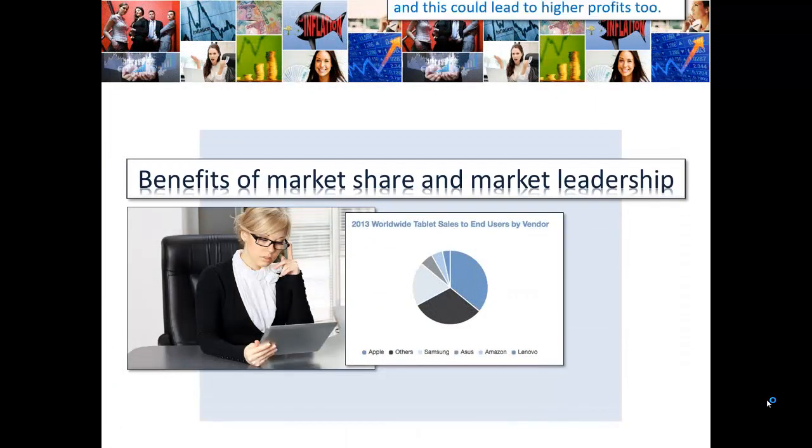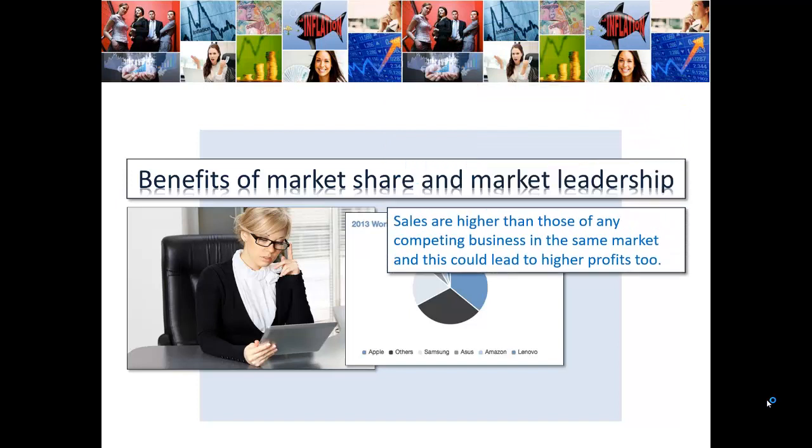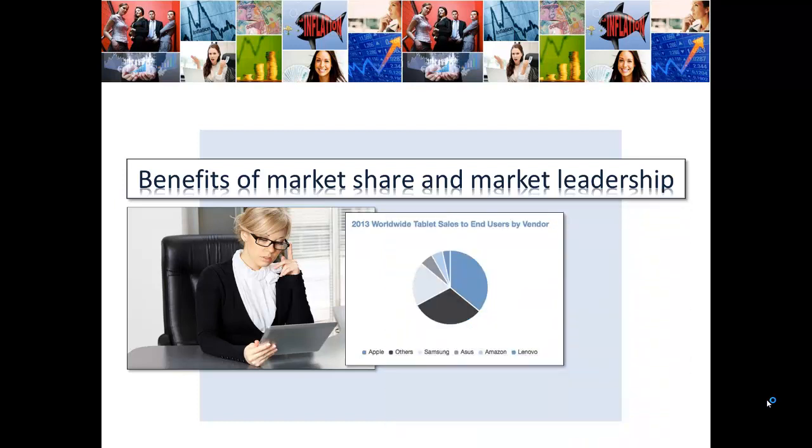Now, benefits of having a great market share and market leadership. Sales are higher than those of a competing business in the same market, and this could lead to higher profits too. It doesn't necessarily lead to higher profits, but it could.